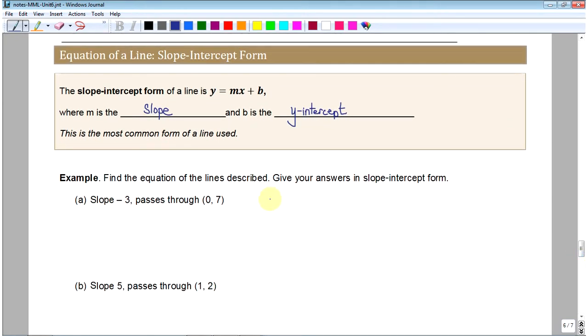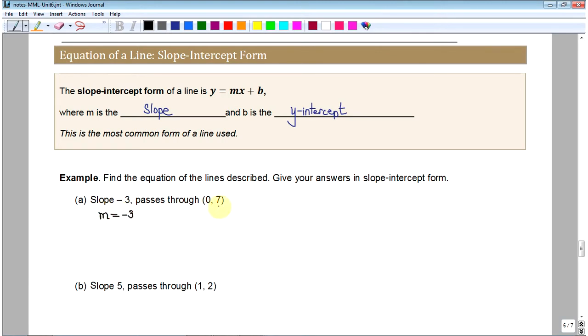So in our first example, find the equation of the line described. Give your answer in slope-intercept form. So we have a slope of -3 that passes through the point 0, 7. Before I apply this formula, I need to make sure that I have my slope, which I do. I know that m is -3.